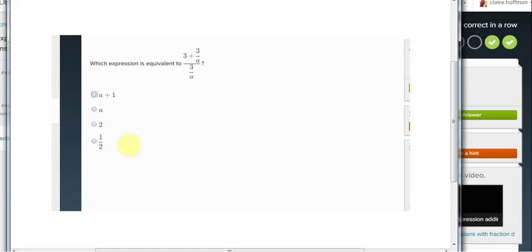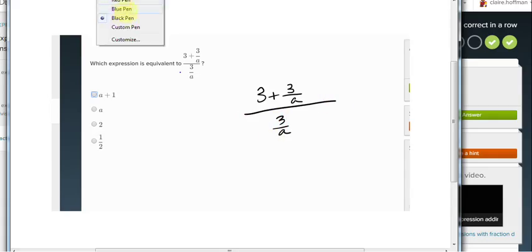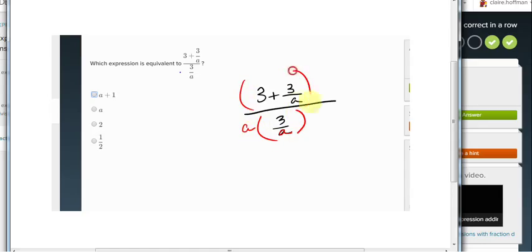Which expression is equivalent to this one? Once again, I'm going to write this all over here. 3 plus 3 over a, over 3 over a. And I'm going to get rid of this a that's in the bottom of my fraction. And I'm going to do that by multiplying it by a. So on the bottom, I would be left with just my numerator. I would be left with just 3.